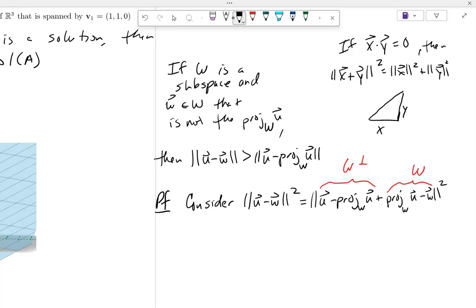All right. So anyway, why do I care? I can split this into pieces. Right? That's the Pythagorean theorem I just mentioned, right? They're orthogonal to each other, so I can split it into two pieces. Okay?